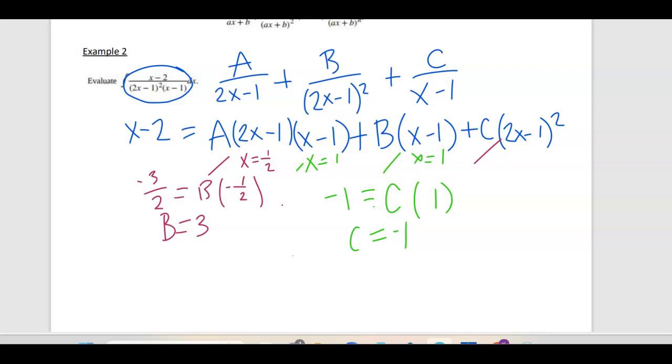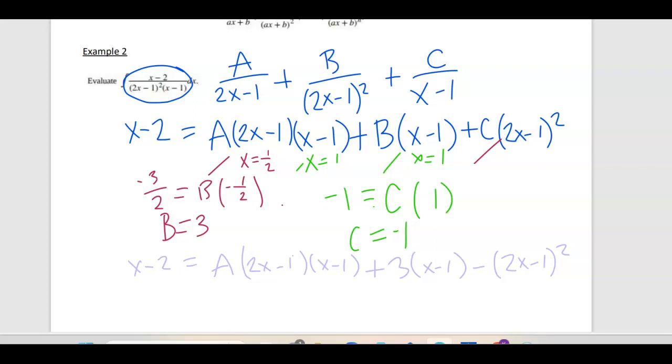Okay, now there isn't anything I can do here to solve for a. I already have the other zeros taken care of. So I'm going to have to use a secondary method to solve for a, because I know b and c, but I can't use the strategic plugging in to find a. So let's see. I know that x minus 2 equals a times (2x minus 1)(x minus 1) plus 3 times (x minus 1) minus (2x minus 1) squared.